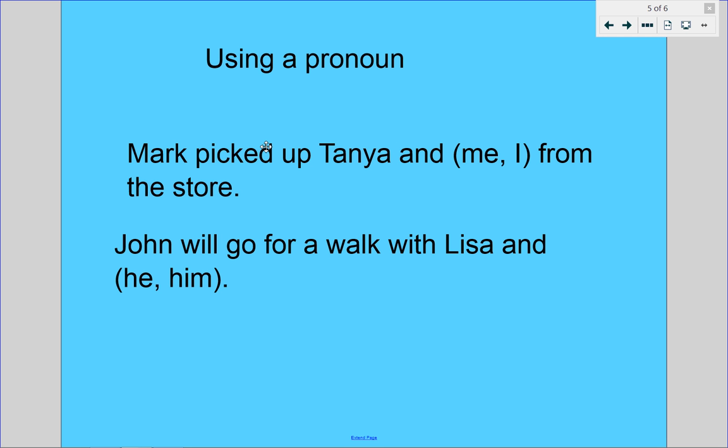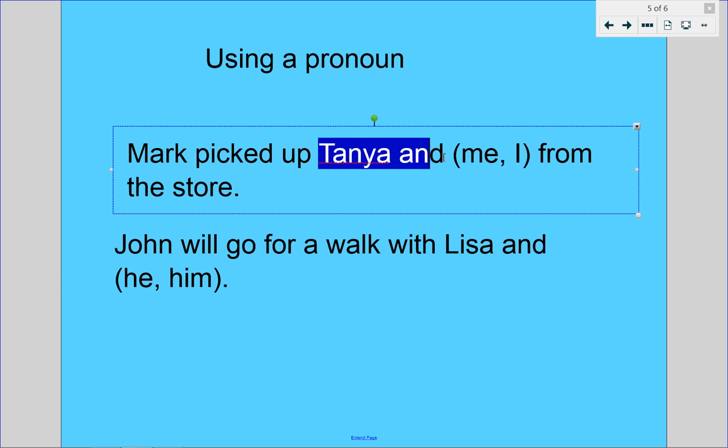Using a pronoun, this is a little bit more fifth grade, but fourth graders you should know this too. Mark picked up Tanya and me or I from the store. When you're trying to decide whether it's me or I, take out the other person. So think that this isn't here. Mark picked up me from the store. Mark picked up I from the store. Which one makes more sense to you? Mark picked up me. So me is the word that I would use here.